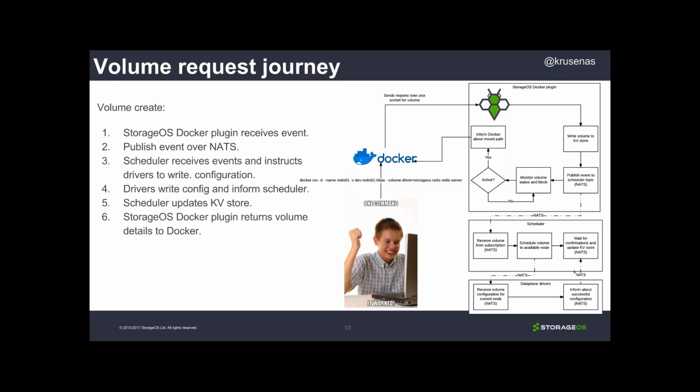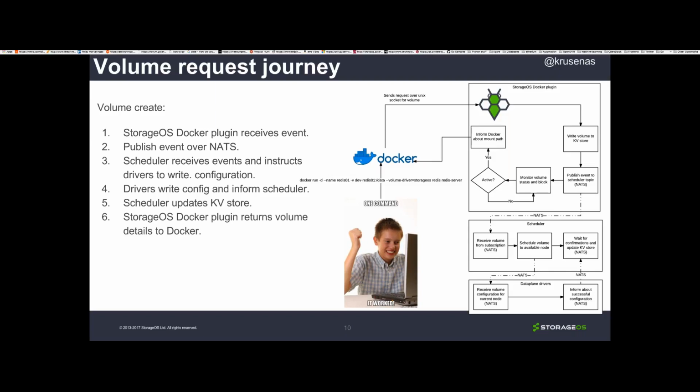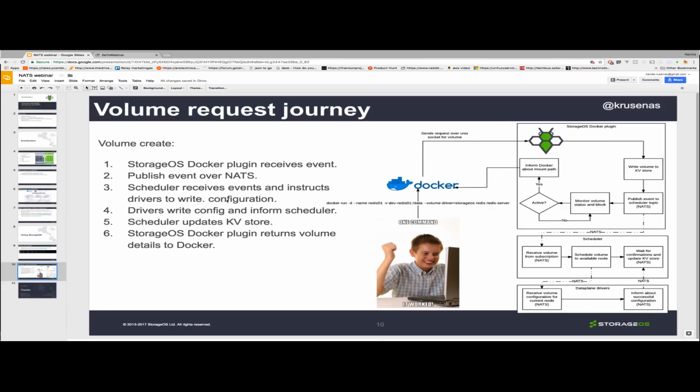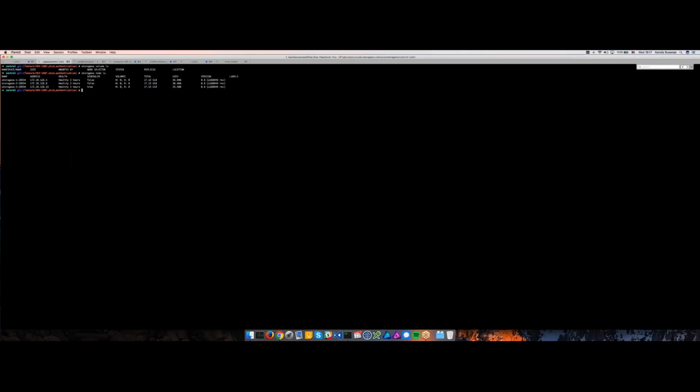And once the volume status is active, then we can actually return the mount path to Docker. And Docker just thinks, okay, I've got a volume that's available locally, I'll give it to a container. So I can show you a quick demo of how it looks.